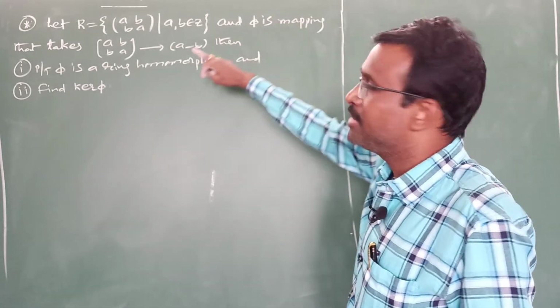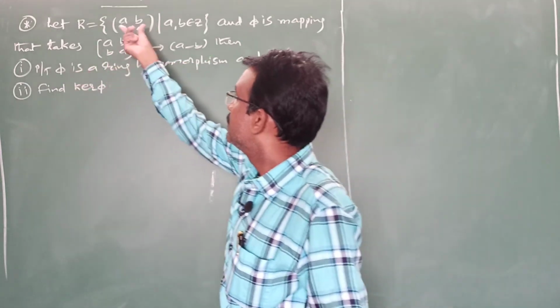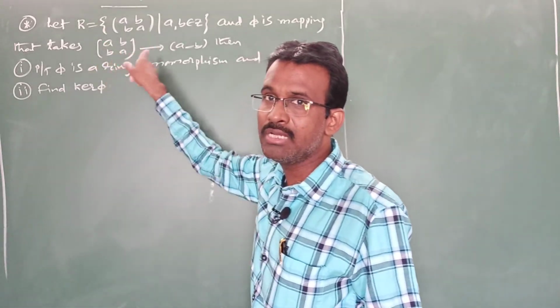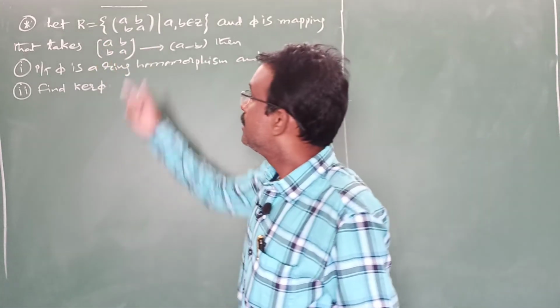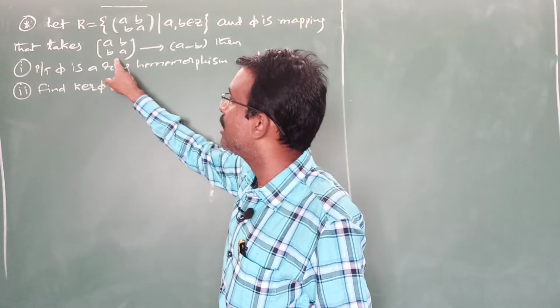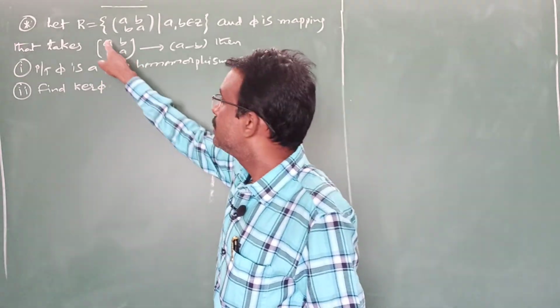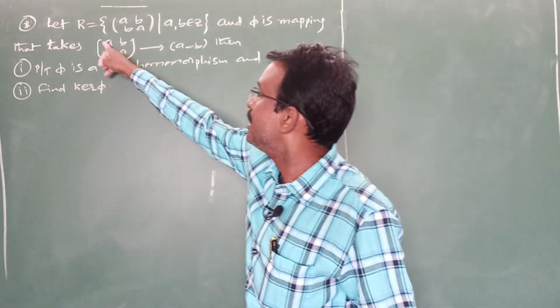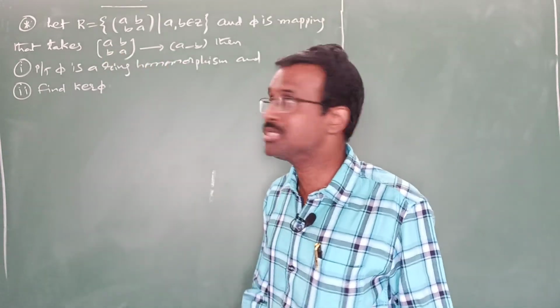And phi is the mapping. In what way are they giving the mapping? This general matrix should map to where? A minus B. Once see my indicated area. If you go through the mapping, its definition should be what? This element should map to A minus B. First row subtraction. Right? That is A minus B. That is the phi definition. Right?